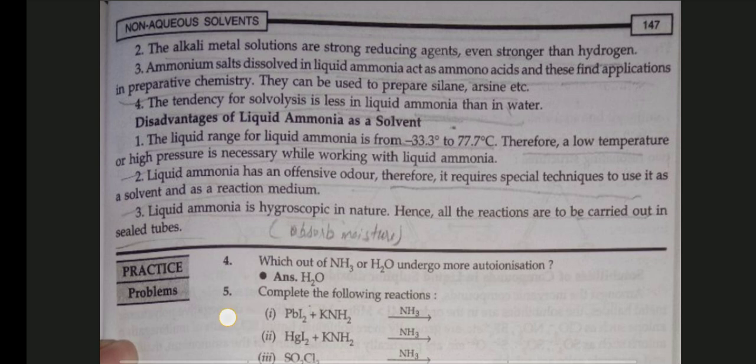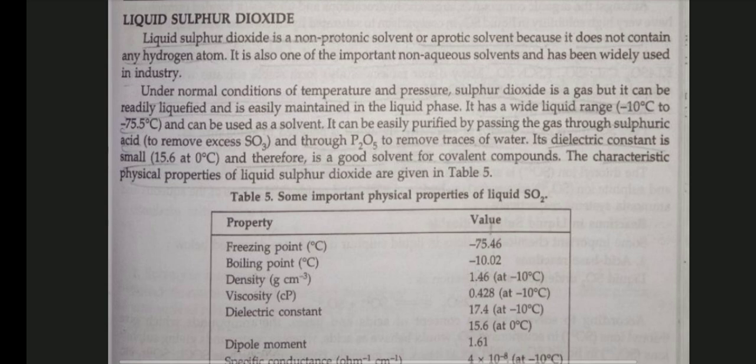Liquid sulfur dioxide. Liquid sulfur dioxide is a non-protonic solvent or aprotic solvent because it does not contain any hydrogen atom. It is also one of the important non-aqueous solvents and has been widely used in industry. Under normal conditions of temperature and pressure, sulfur dioxide is a gas, but it can be readily liquefied and is easily maintained in the liquid phase. It has a wide liquid range and can be used as a solvent. It can be easily purified by passing the gas through sulfuric acid and through P2O5 to remove traces of water.